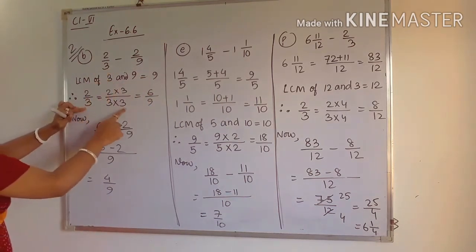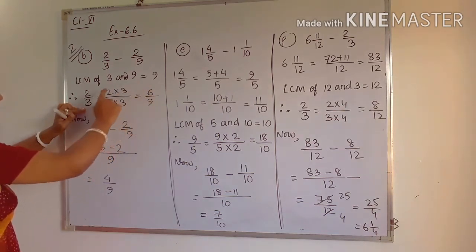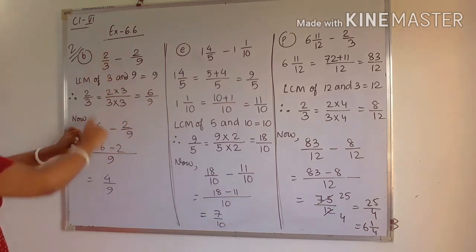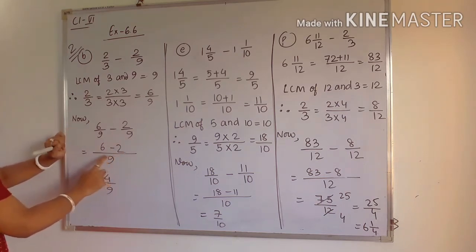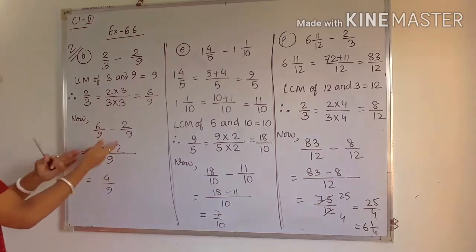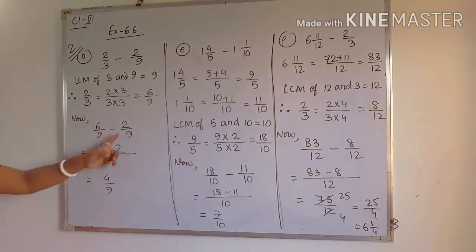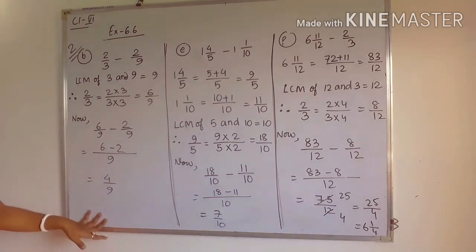So multiply the numerator and denominator by 3. By that way we will get what? 2 3s are 6, 6 by 9. So the first fraction will become 6 by 9. The second fraction will be the same, 2 by 9. The denominator is the same, 9, so we just write 9, and in the numerator we have to subtract. We have to subtract 2 from 6. So 6 minus 2 will be 4. So 4 by 9, this is a proper fraction. So this is the final answer.